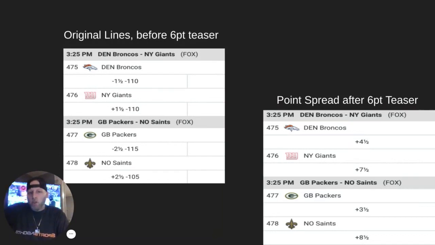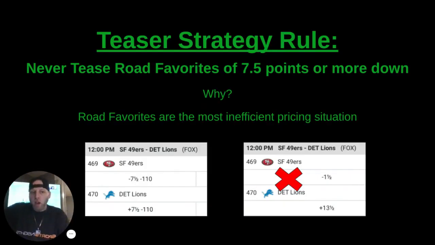There's only one situation where you don't want to tease through key numbers, and it's with road favorites of 7.5 points or more. We never want to tease road favorites of 7.5 points or more down, even if it's crossing the key numbers of 7 and 3. As you can see on the screen with the 49ers, they are minus 7.5 on the road against the Lions. Teasing them would get them to minus 1.5, which is teasing through the key numbers, but we want to avoid this, and there's a good reason for it. We never want to tease down road favorites of 7.5 or more.